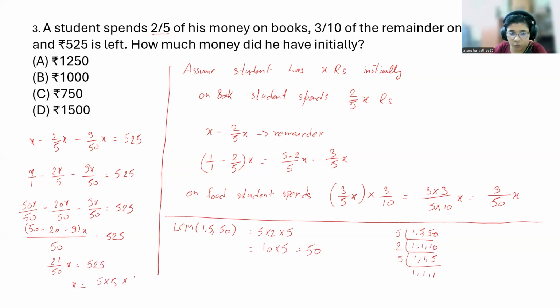525 into 50 upon 21. So if you solve it, you will get 1250. You simply have to solve it. So the student initially has 1250 rupees, and after spending on books as well as on food, he is left with 525 rupees.